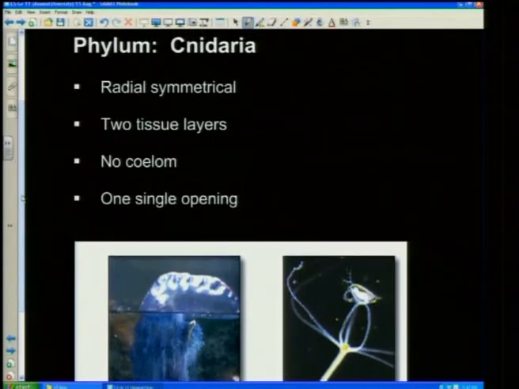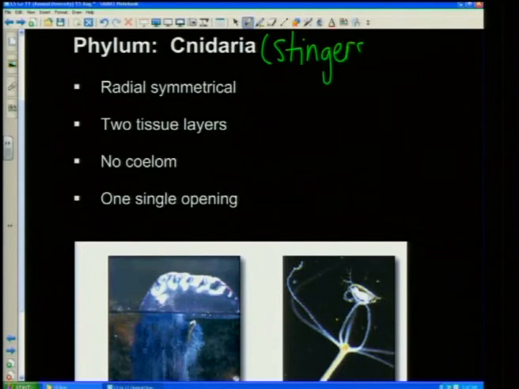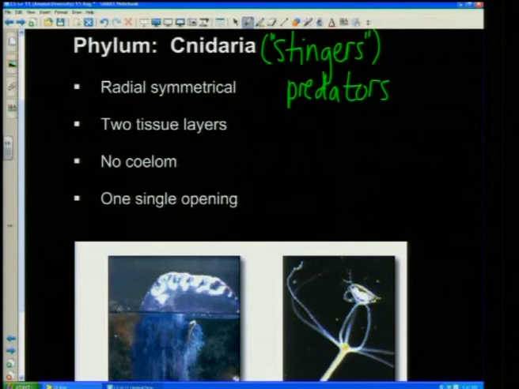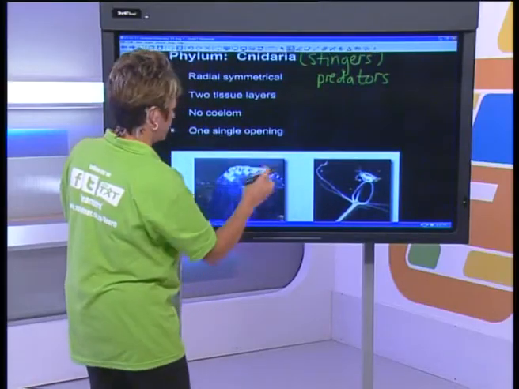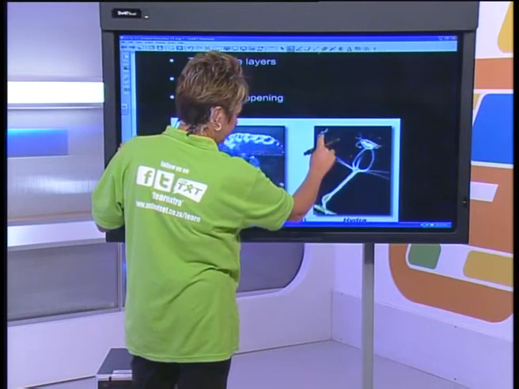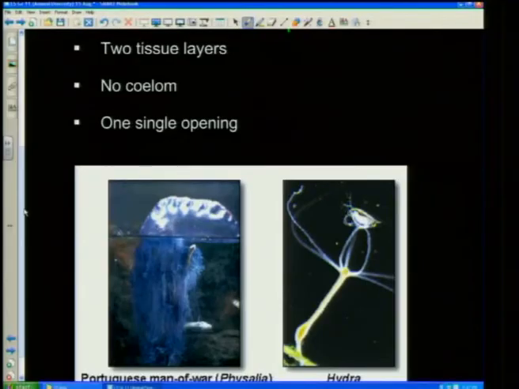Now, some more of the information you need to fill into that table. This group is also known as the stingers, which means that they have stinging cells. They are mainly predators, which means that they're carnivores. They catch and capture their prey. As you can see in this diagram, which is a hydra, on the tentacles are hundreds and thousands of little stinging cells. There's a little prey there. These cells sting and shoot out little stinging structures that will numb or poison that prey, and it will be ingested into the mouth.